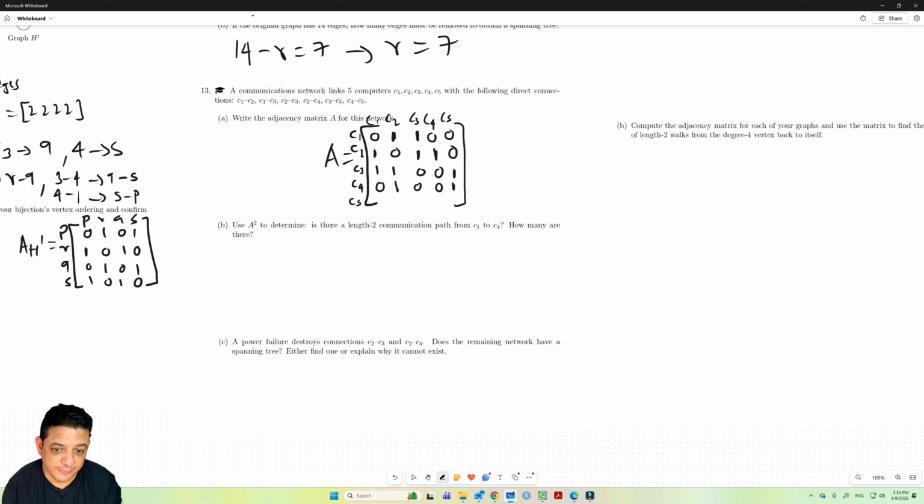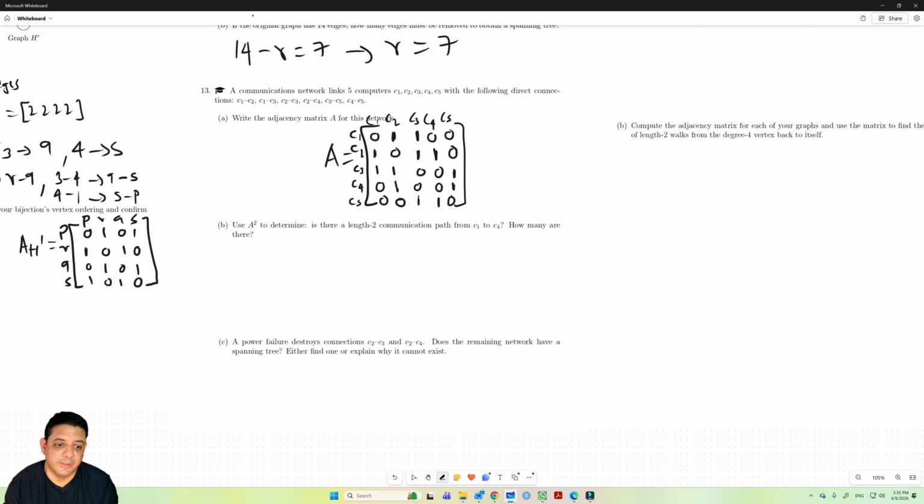Now C5 is joined with C4. So we have a 1 here. It's not joined with itself. And C5 is also joined with C3. You can see it here. So we can have this. Okay, and so that's our adjacency matrix.